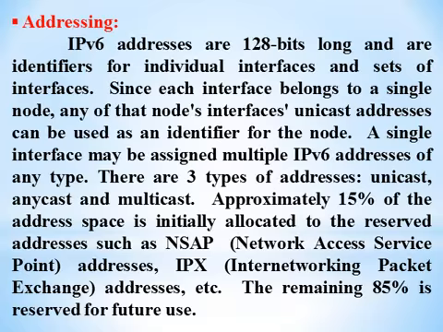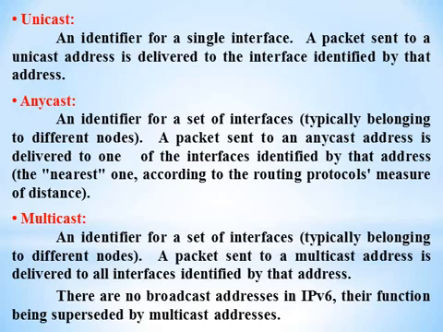So let's see the classification one by one. First is unicast, an identifier for a single interface. A packet sent to a unicast address is delivered to the interface identified by that address. So this is the unicast addressing mode.